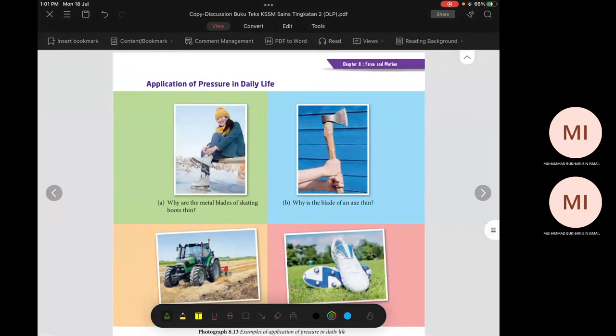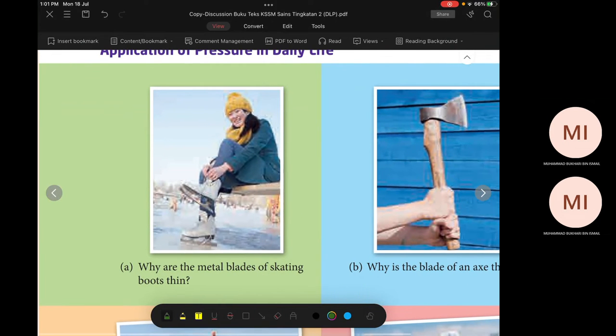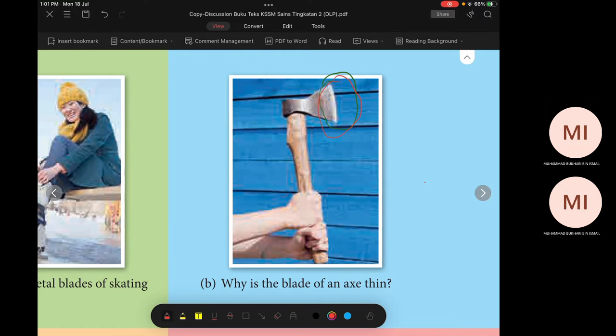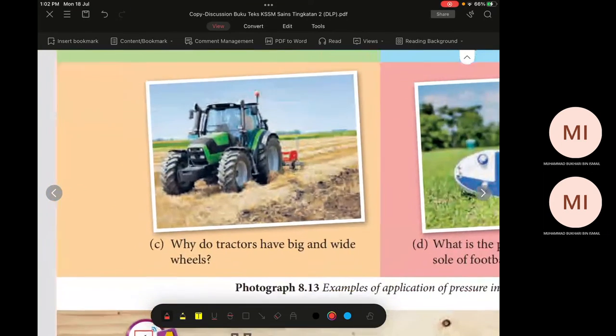So that is the answer for the question. Okay, let us look at the application of pressure in our life. Why are the metal plates of skating boots thin? Why is it thin? To produce higher pressure. When you want to cut something, the pressure must be high. It goes the same for a knife, right? Because the area of the sharp part of the knife is very small, so it can produce higher pressure.